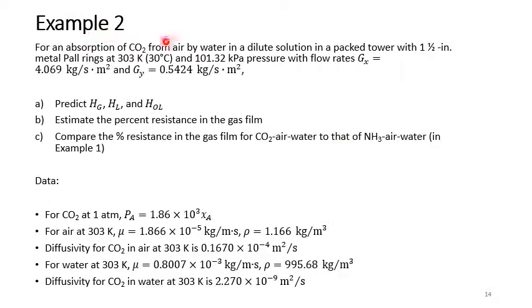Okay, so in example 2, the system is CO2-air-water. Example 1 previously was ammonia-air-water. So we want to compare. The data are given here. And as I said, since this is an exercise, you are given all the data. If not, then you have to find the data on your own. So you're given all of the data here.